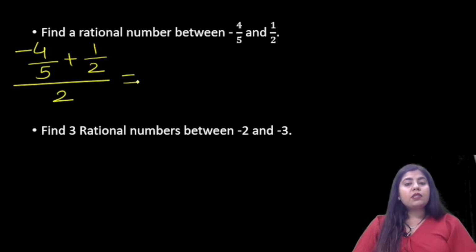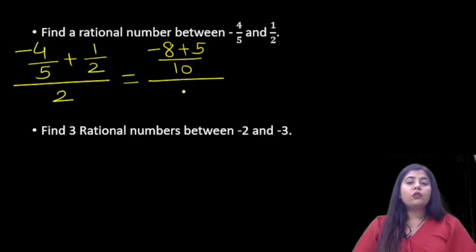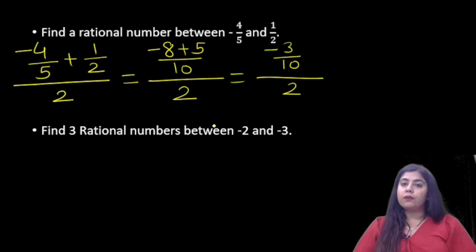Now the next step is to take the LCM of 5 and 2, which is 10. According to this LCM, we will change the numerators, and minus 4 will become minus 8, and plus 1 will become 5, and 2 is already in the denominator. Now we will solve this. Minus 8 plus 5 is minus 3 upon 10 as it is, and in the denominator we have 2 here.